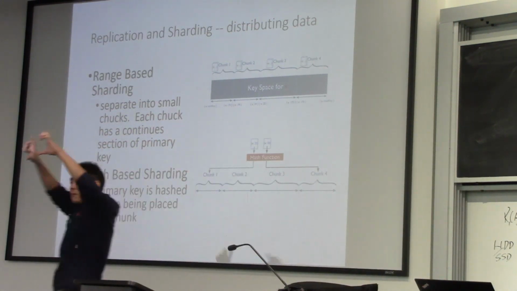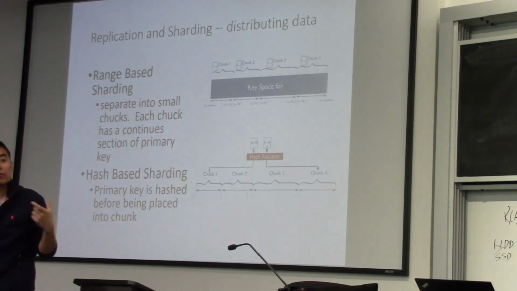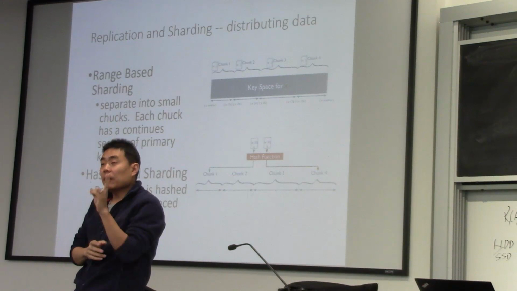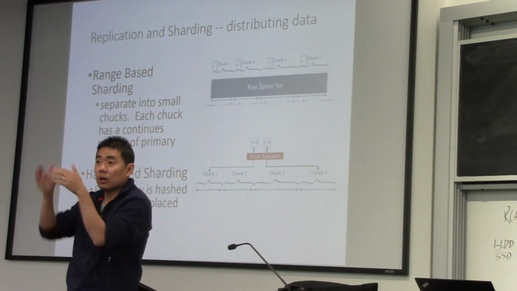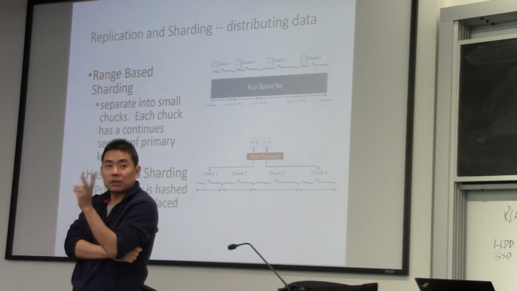So remember, you have one big file you want to store into, let's say, 10 different nodes. You want to break that big file into smaller chunks. But you need to figure out where to store those chunks. This process is called sharding, and there are two commonly used approaches for sharding.